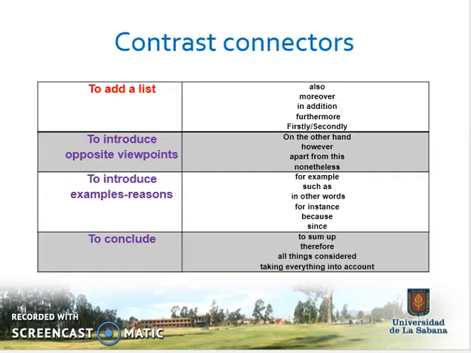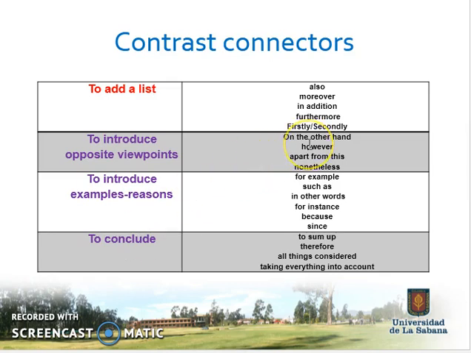Okay, let's take a look at the full list of connectors. The first category, to add a list, is in red because those connectors we use at the beginning of the semester to state the first and second arguments. The other three categories are the ones that we will use to write the two paragraphs that are missing.